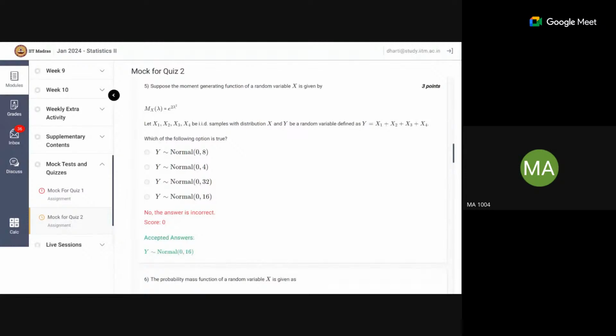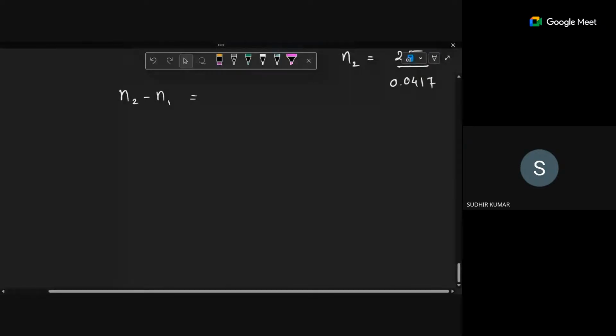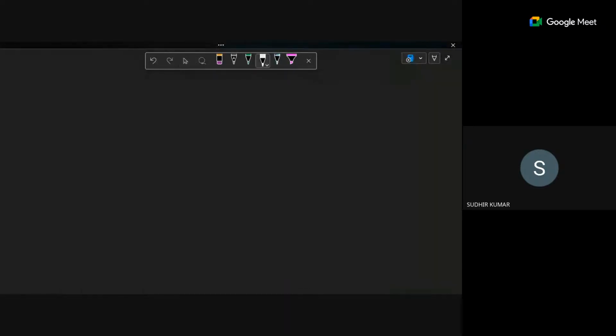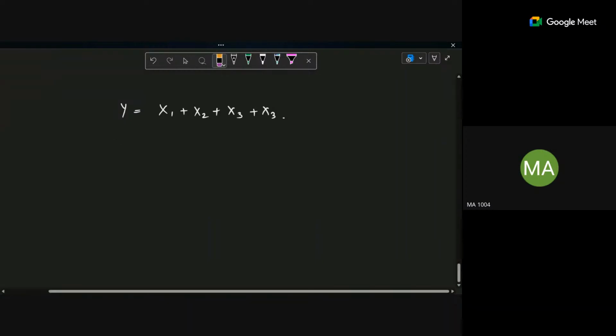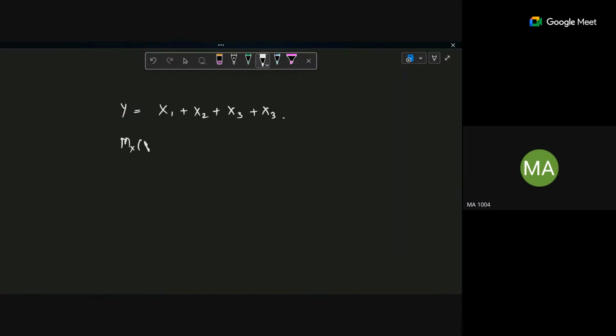You convert this expression e square lambda square into that normal formula, e to power lambda square sigma square by 2. And then compare it. Okay. So one more thing I can do, that is I know MGF, right? And M_X of lambda is what? E to the power twice lambda square.